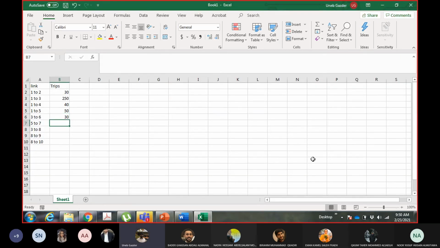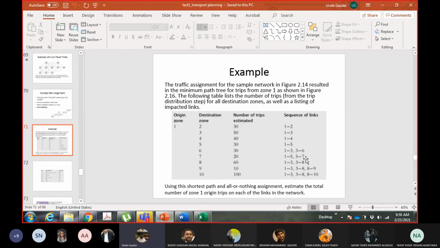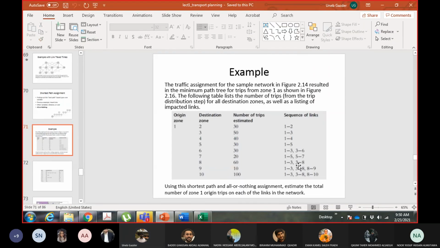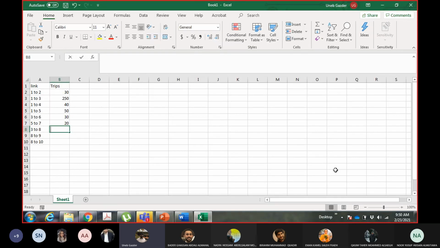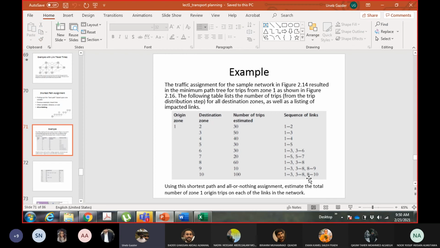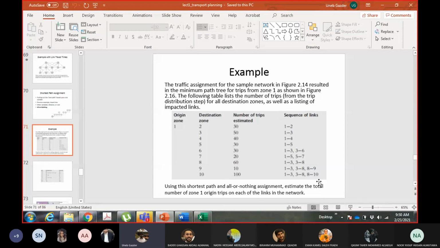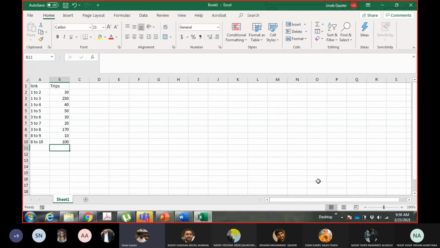5 to 7 appearing only once, right? So 20 trips. Then 3 to 8 is appearing in these three, so 60 plus 10 plus 100, 170. Then 8 to 9 only appearing once, 10. And then 8 to 10, 100. So the most number of trips are on link 1 to 3.